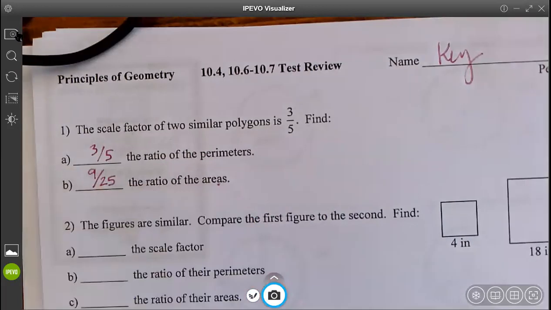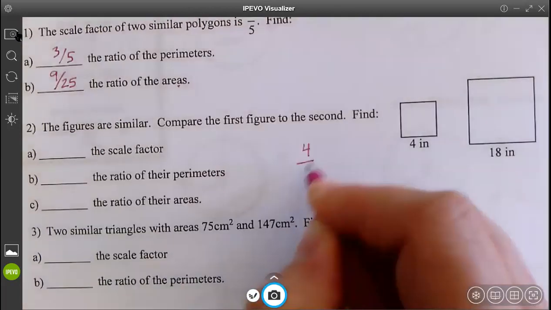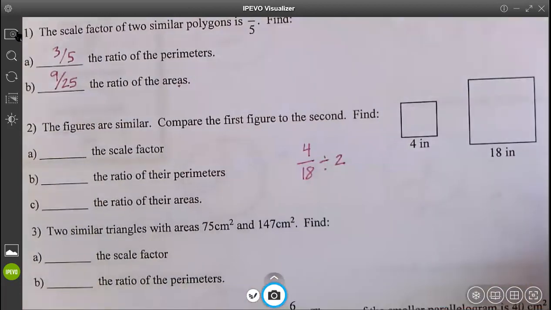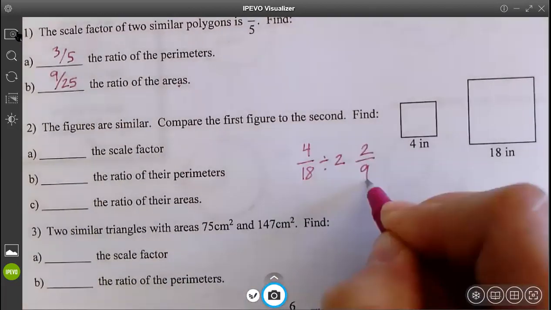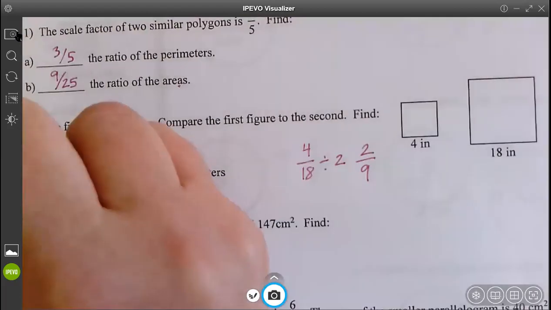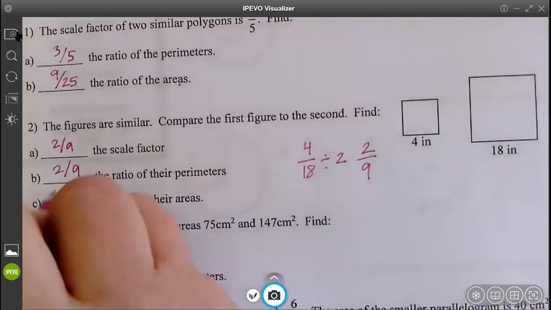If we look at number 2, we're doing the same thing, but the difference between number 1 and number 2 is that we've got 4/18. And before we do anything, we want to simplify this fraction. So I'm going to divide by 2 to get 2/9. So A is 2/9, B is 2/9. What do you guys think C is going to be? You square both of them, right? I got 4/81.